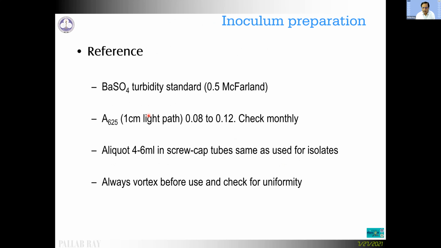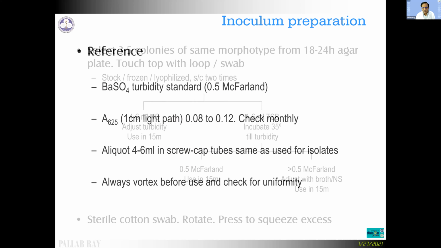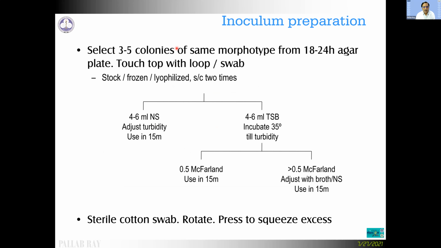Inoculum preparation. It is always matched against a turbidity standard of 0.5 McFarland. You can use your own barium sulfate turbidity standard, or you can use the densitometers supplied by automated susceptibility testing equipment vendors. We usually prepare the inoculum by selecting 3 to 5 colonies of the same morphotype from an overnight culture and touch the top with a loop or swab. We must touch, we do not scoop out.